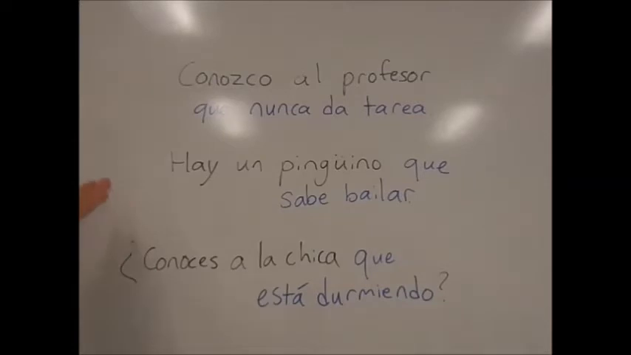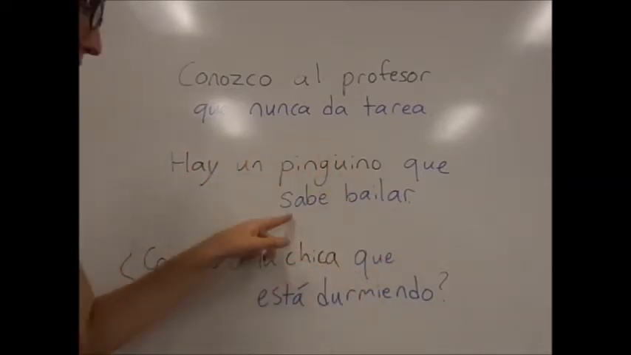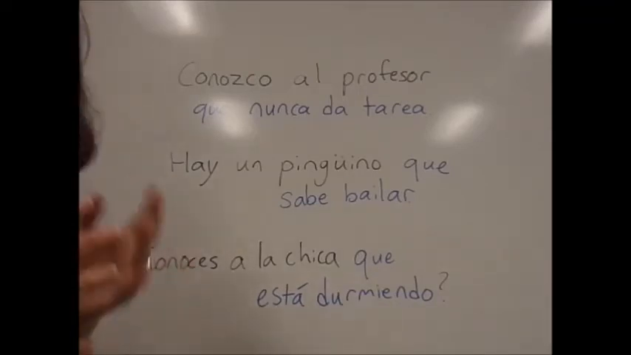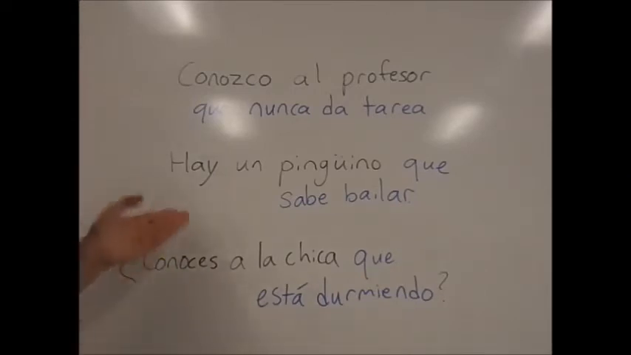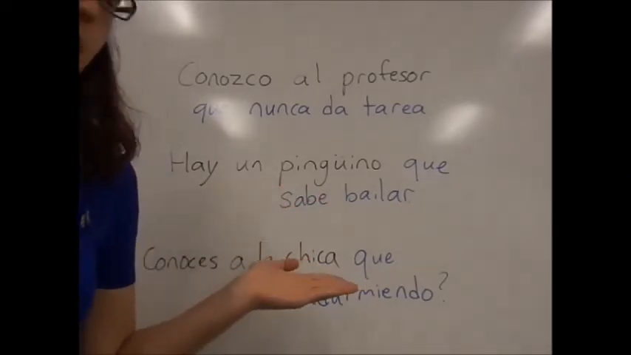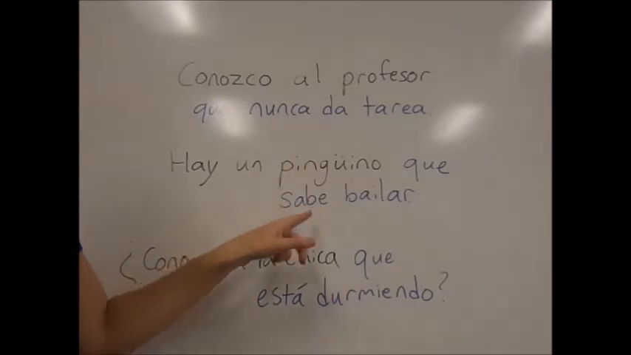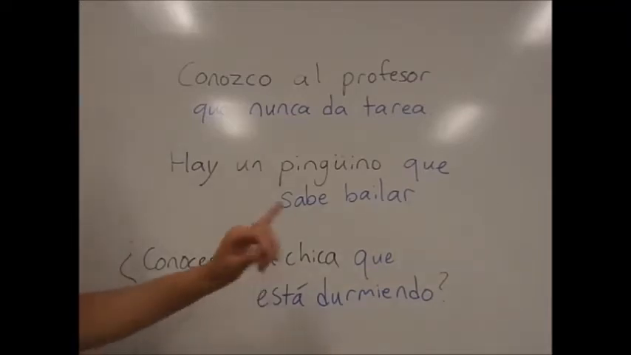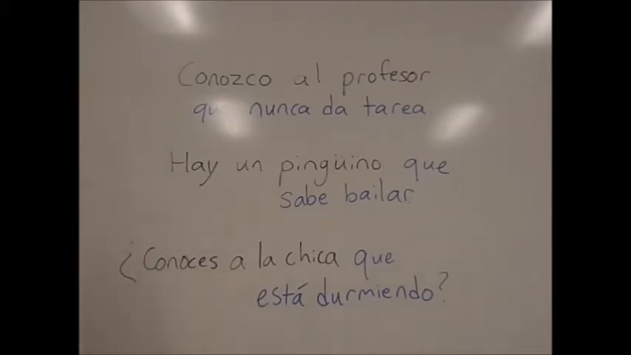The second sentence, hay un pingüino que sabe bailar. This verb saber is in the indicative tense because we have haber here, or hay. Hay means there is, or there are. So we know that this penguin exists. For that reason, we put saber in the indicative mood. And finally, here's a question. ¿Conoces a la chica que está durmiendo? We know that there's a girl who is sleeping because we have la.